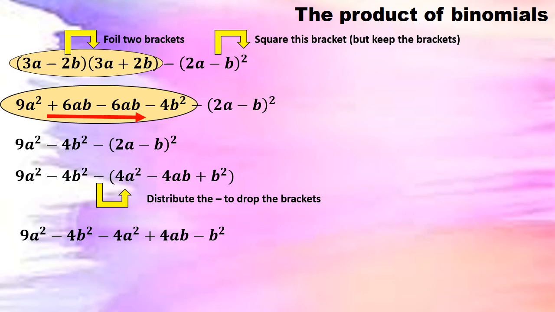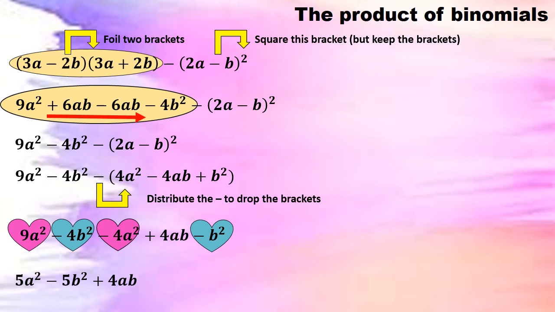You are going to simplify it now by adding and subtracting like terms. Okay, that 9a squared and that negative 4a squared are like terms. Then the negative b squared minus another b squared, those are like terms. And the positive 4ab has nothing to simplify with. So your simplified answer is going to be 9 minus 4, which is 5a squared. Negative 4 minus another 1 is negative 5b squared, and plus the 4ab.